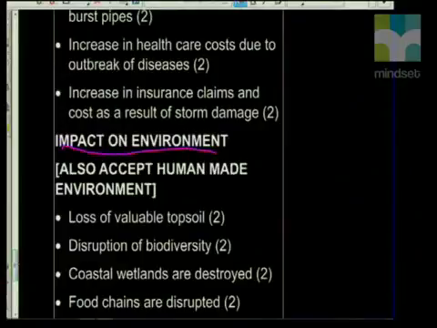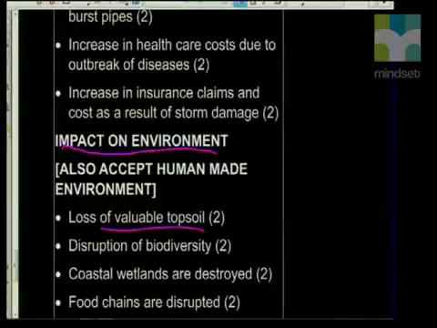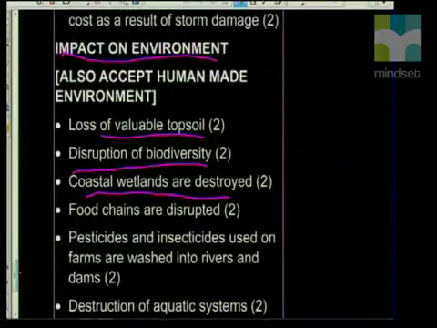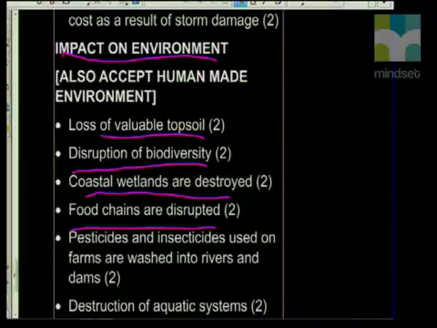Impact on the environment: loss of valuable topsoil because of erosion. Disruption of the biodiversity, as the different fauna and flora are flooded. The wetlands are destroyed. Food chains are disrupted. So there are various factors for the economy and the environment, and we have to include both. We can have 3 of one and 1 of the other, or 2 and 2. But they're not difficult questions. This is an examiner's memo, or a marker's memo. You need to explain in more detail.